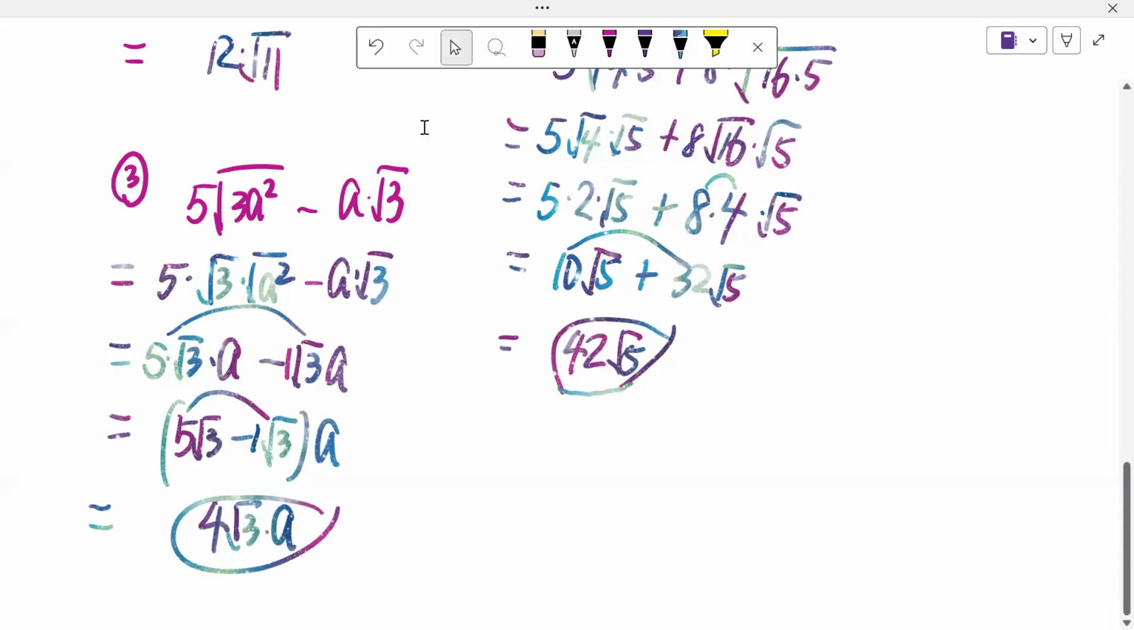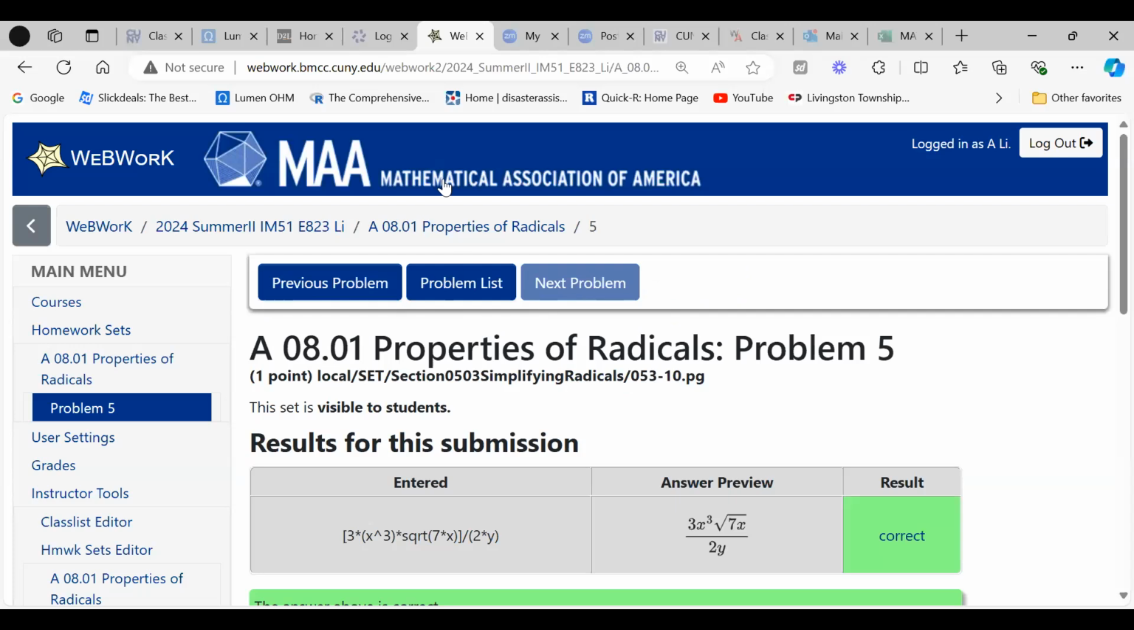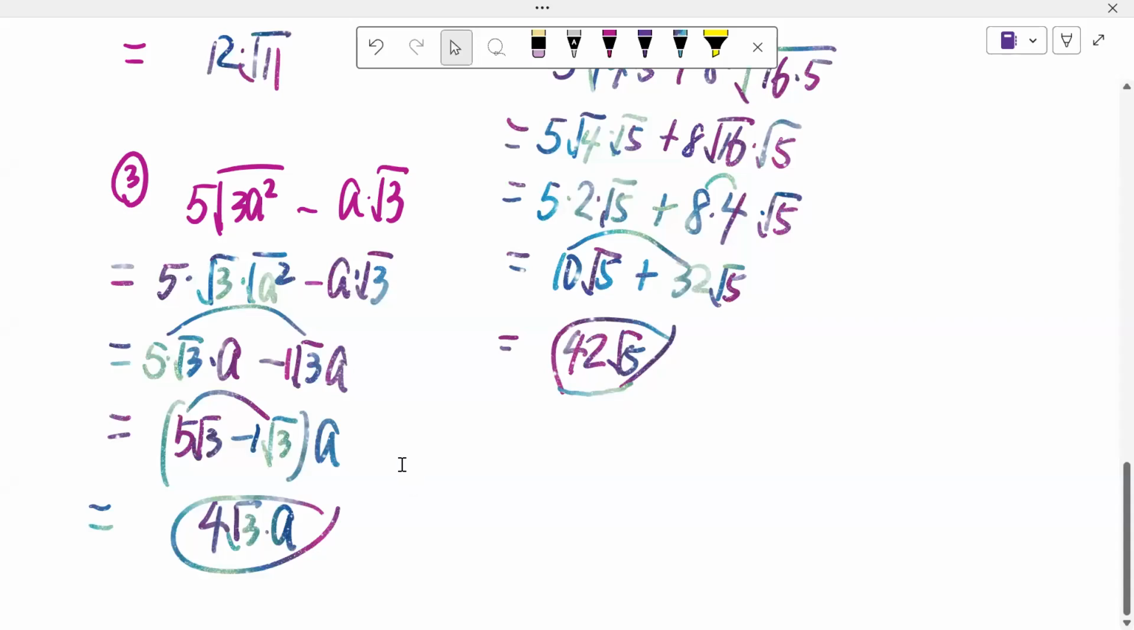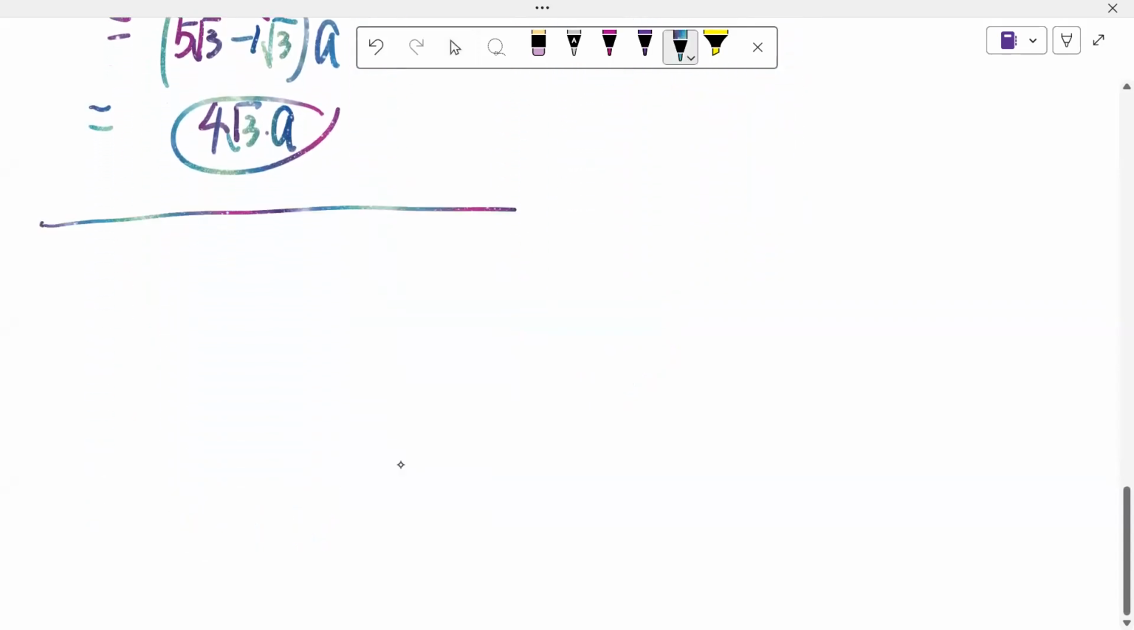Any question about this? So yeah, that's the answer for this, right? So that's how you add and subtract radicals. Now let's take a look at how we multiply and divide radicals. Start with multiplying. Multiply and divide.